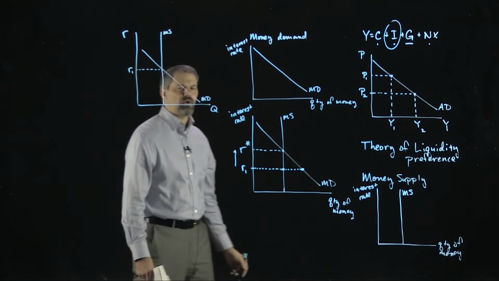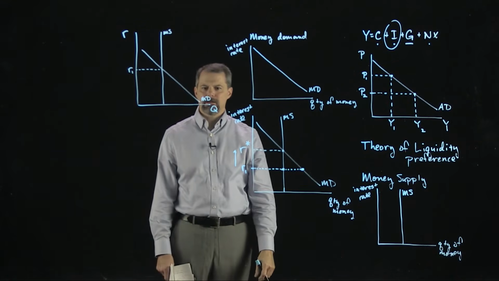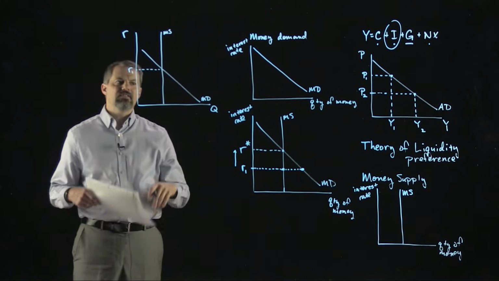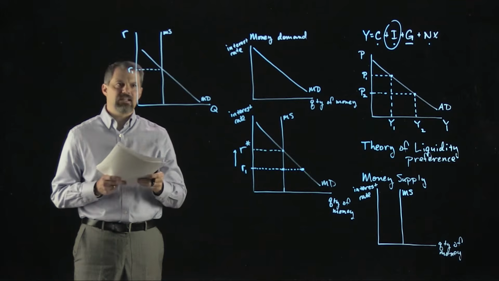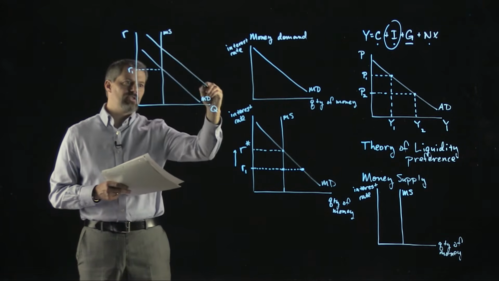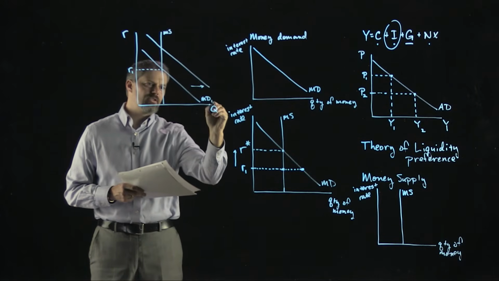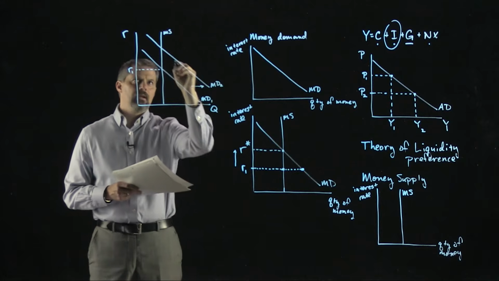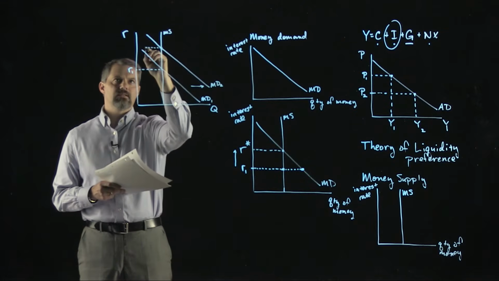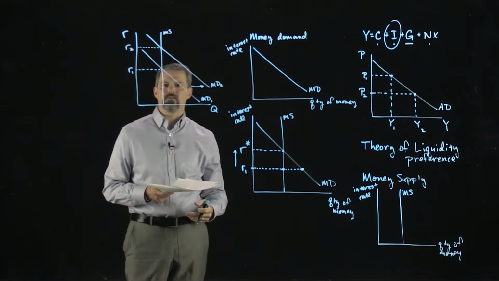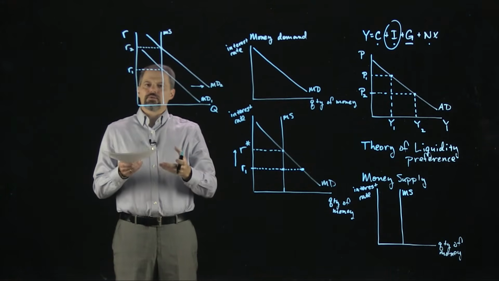What happens if the price level goes up? Okay. If the price level goes up, then that means that people need more dollars to engage in transactions, and that money demand curve is going to shift to the right. So it's going to shift from MD1 to MD2. And the interest rate is going to be driven up to R2. An increase in the price level will cause the interest rate to go up.